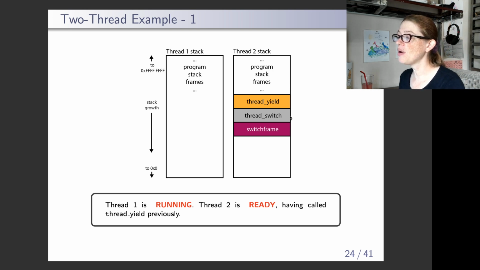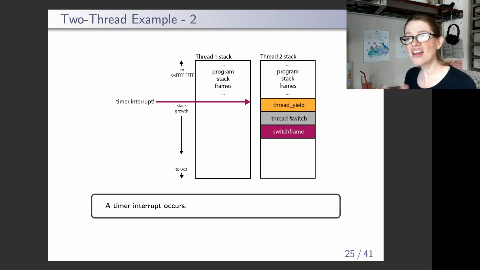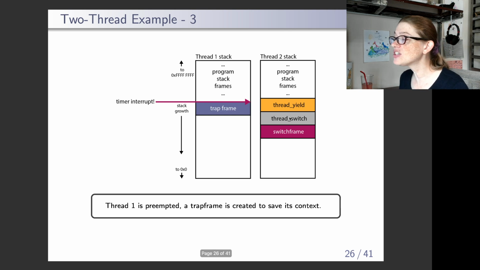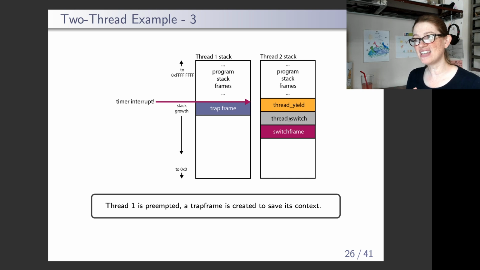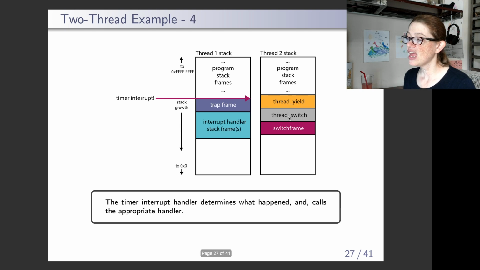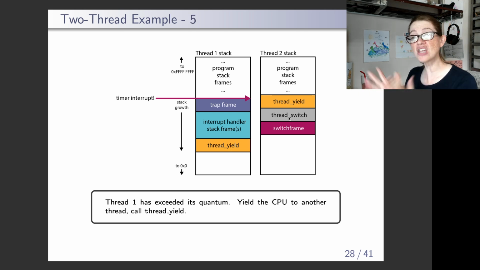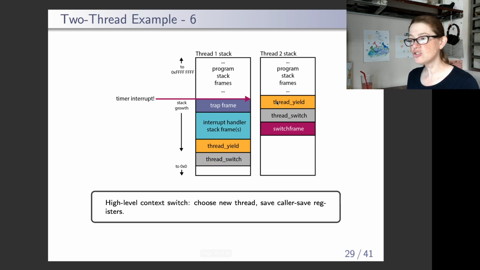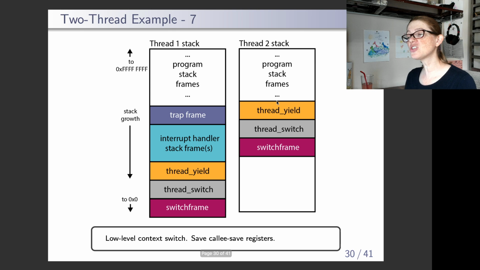So thread 1 is running, and because it never calls yield, never blocks, and never terminates, the quantum is going to expire, which means we're going to get a timer interrupt. On that timer interrupt, we get the trap frame to save the state of thread 1. That calls the interrupt handler. The interrupt handler realizes, oh, the quantum has expired, I need to do a context switch. So we call thread yield, which calls thread switch. And then thread switch calls switch frame.